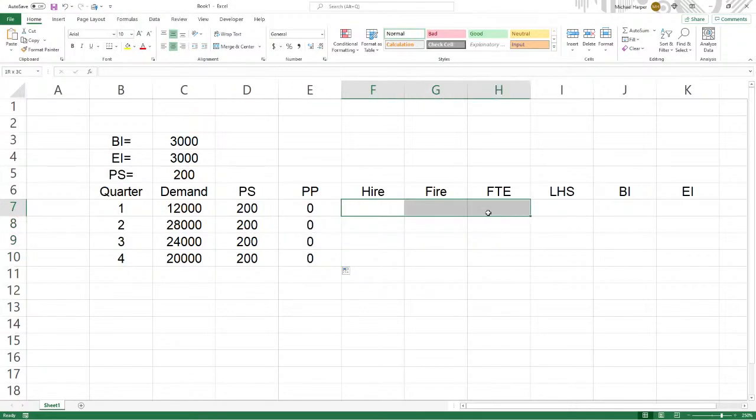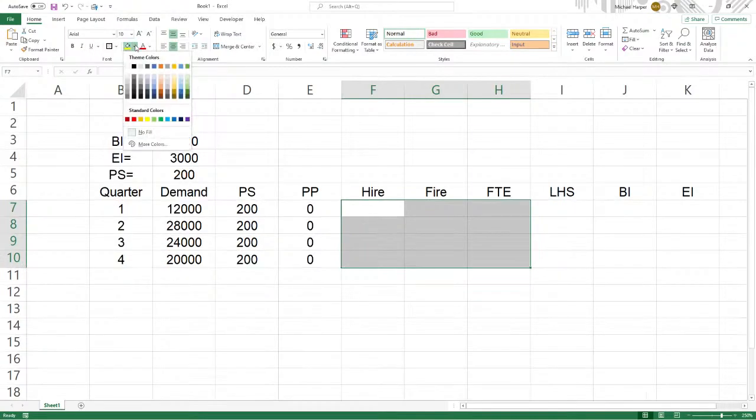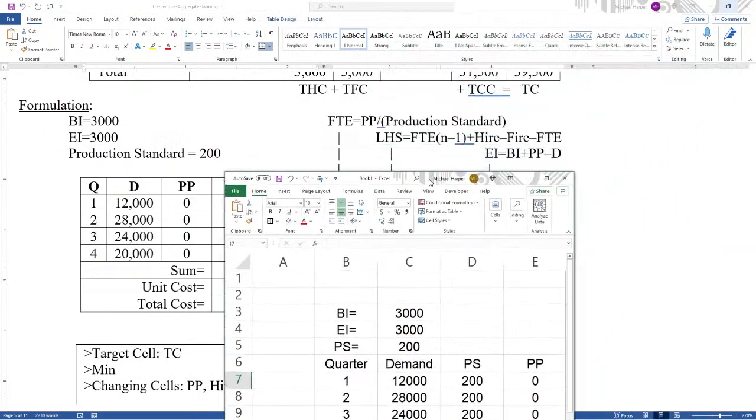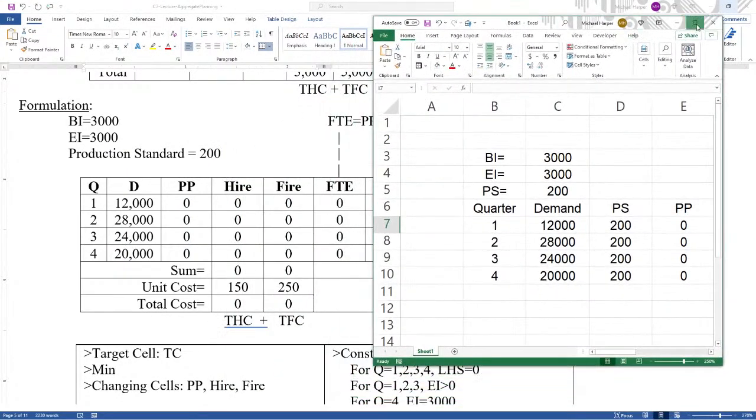As a matter of fact, the hiring and firing in FTEs, let's box this in. Boom. And then let's shade this a little bit because this will be our decision variables. We want to change these. Okay. And here's our production. Now the left-hand side. On this left-hand side, I'm going to be using this equation right here, and let me just explain it.